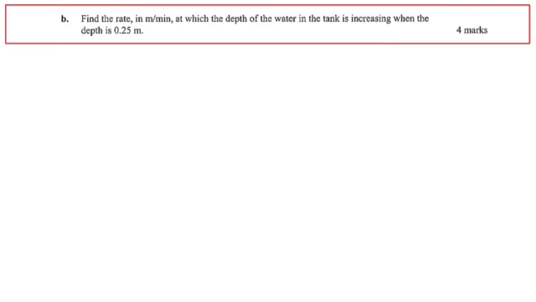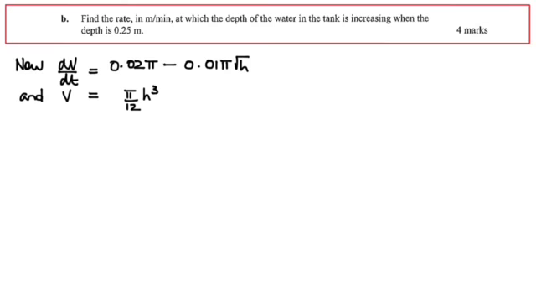Find the rate in meters per minute at which the depth of the water in the tank is increasing when the depth is 0.25 of a metre. So we've got to find dh/dt, don't we, guys? Yes, dh/dt. So let's get our ducks in a row and write out what we know. We know that dV/dt is the rate in minus the rate out. That's the first thing. And then by the chain rule, we also know that V is this expression, because that's what we found out in part A.